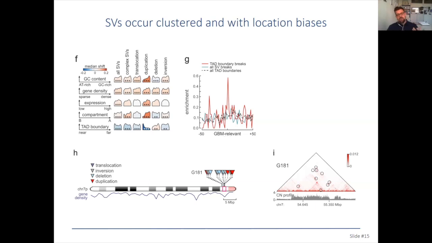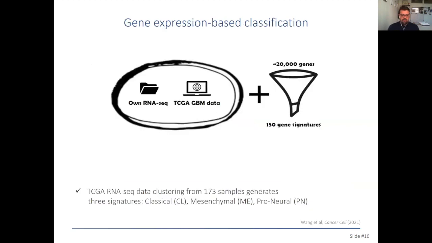You can also ask whether these happen closer or further away from topological domain boundaries, the positions that actually insulate genes and their regulatory elements. Again, for duplications, the breaks tend to be close to the boundary. For deletions, they tend to be away from the boundary, deleting regulatory elements or a gene that sits in the middle of one of these domains. So there's very rich information that you get about the relative position and the contribution of these structural variants to 3D genome organization and its regulatory role.